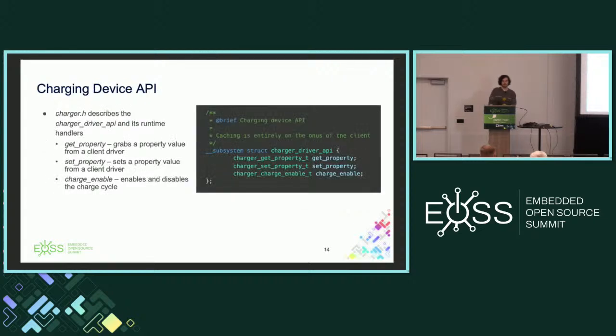And this is what the charger driver API looks like. You can find it in charger.h. And it describes these 3 handlers. So we have a get property handler that'll grab a property value from the client driver. We have a set property handler that will set a property value from the client driver. And we have a charge enable handler that is responsible for starting and stopping the charge cycle, which is the execution of that charge profile shown before.